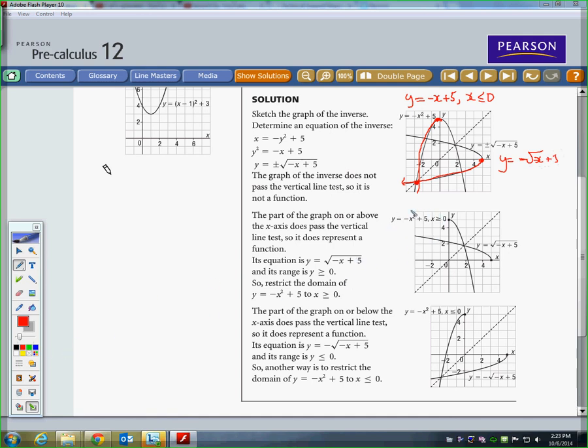The other way you can restrict it, and I think that's the way they do it first, is to say, what if we just draw the positive x values? What if we say x is greater than 0? So only the right-hand part stays, and thus this part stays in our inverse function. Those are the two ways.